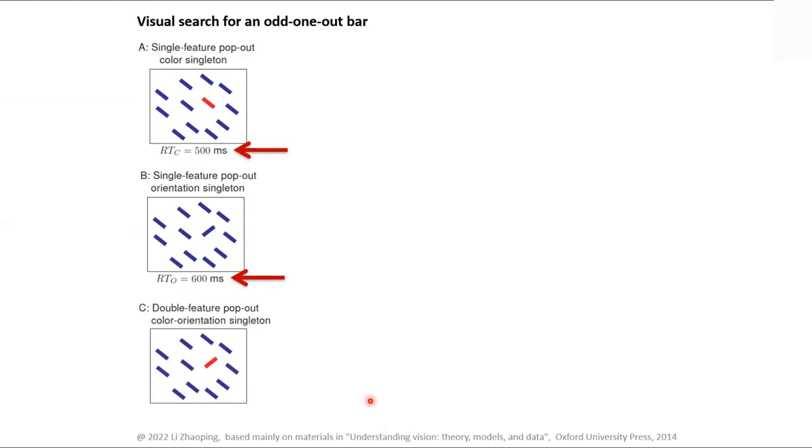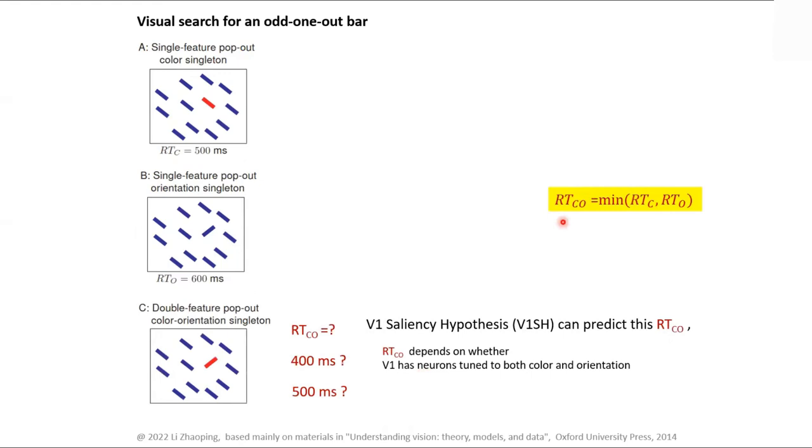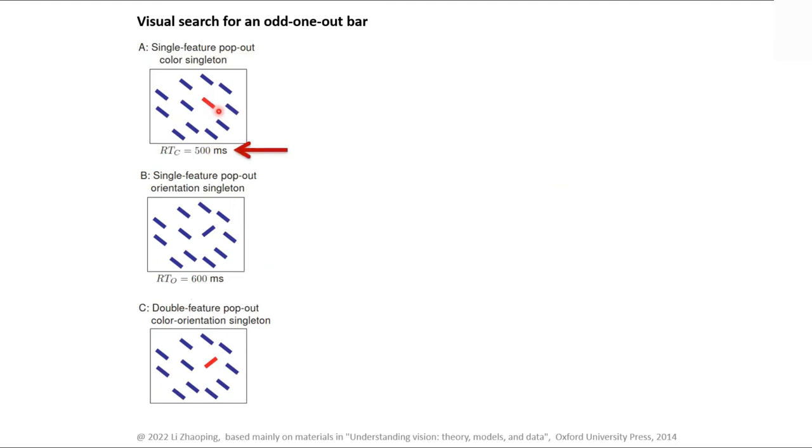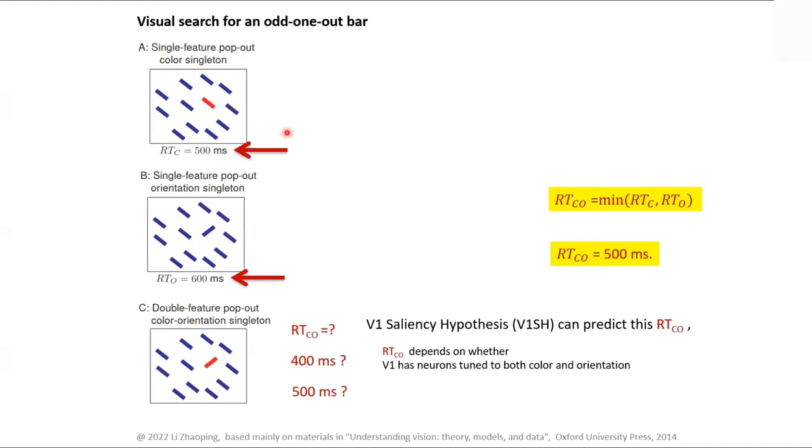The idea is, imagine you have a V1. This 500 must be because some neuron tuned to color is firing some X value, okay? It wants to say X value, 500. And this must be firing a Y value, 600. Y must be smaller than X, right? Because the higher the firing, the shorter the reaction time. So for the longer reaction time, Y must be smaller.